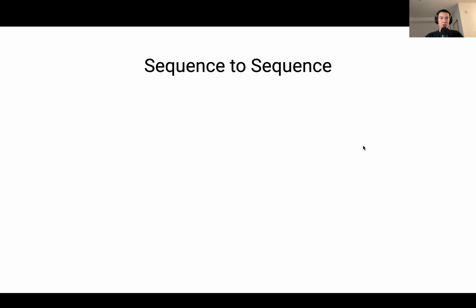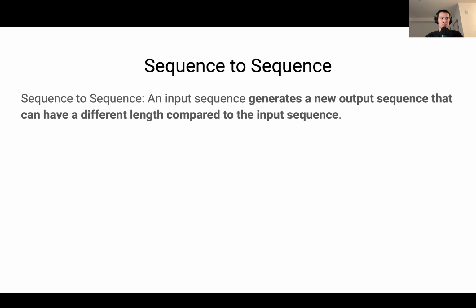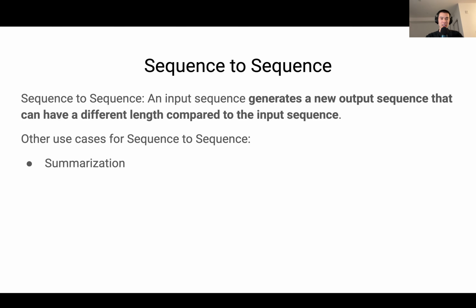Okay, more information on sequence to sequence. An input sequence generates a new output sequence that can have a different length compared to the input sequence. I want you to focus on that: it can have a different length compared to the input sequence. Other use cases for sequence to sequence: summarization, right? You get a long text and you summarize it down to maybe a few sentences. Answering questions, chatting, and these are the more obvious examples.